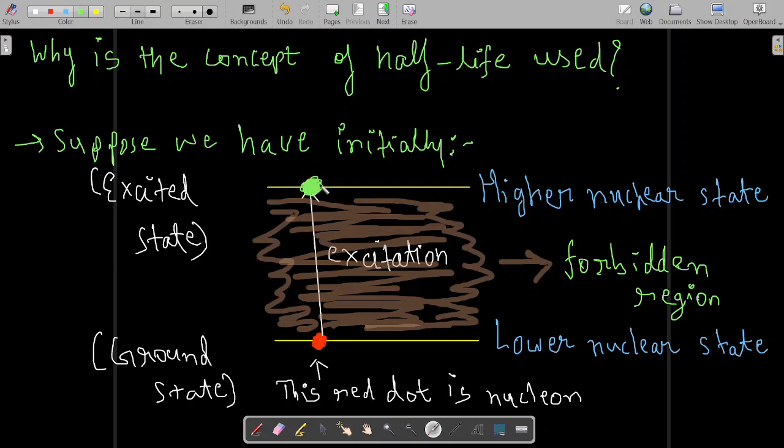Now according to quantum physics, you already know this very well, that it is possible for a nucleon to directly jump from one state to another state. In quantum mechanics, the nucleon can jump directly from here to here without passing through any of the area in between.